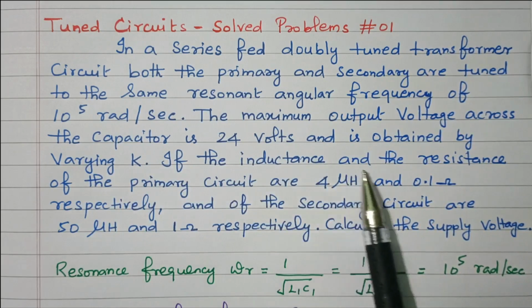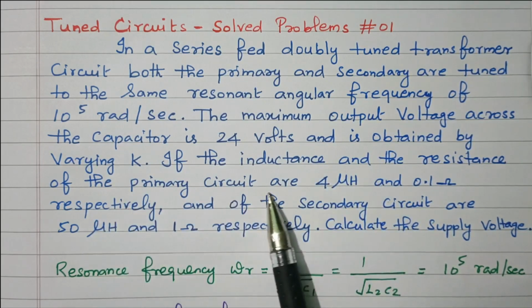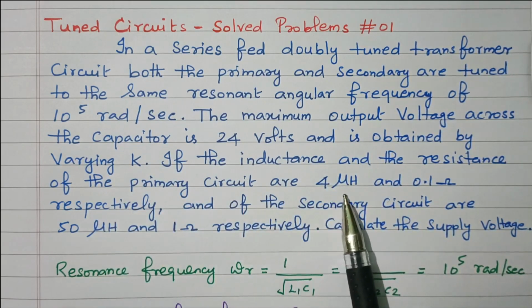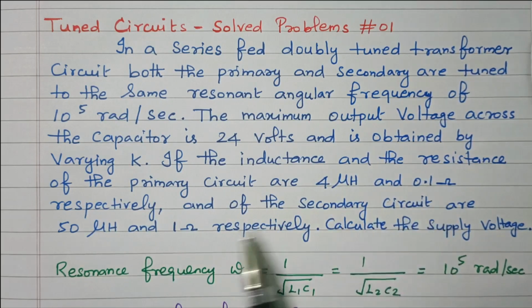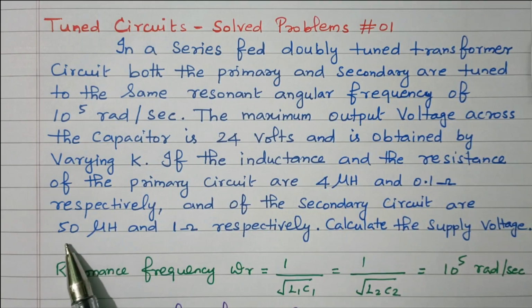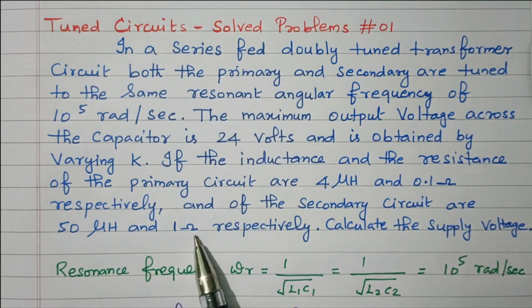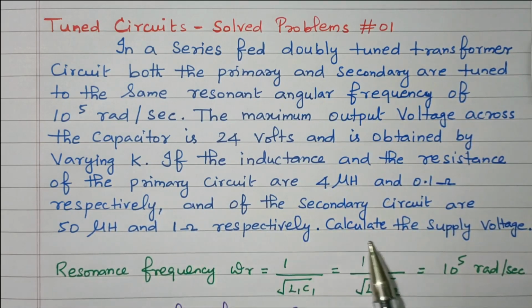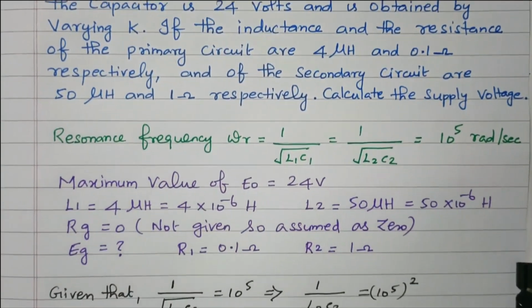If the inductance and the resistance of the primary circuit are 4 microhenry and 0.1 ohm respectively, and of the secondary circuit are 50 microhenry and 1 ohm respectively, calculate the supply frequency. We need to calculate the supply frequency. Now we'll see what data is available one by one.